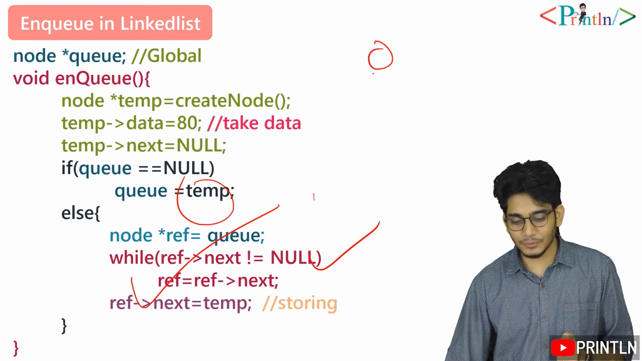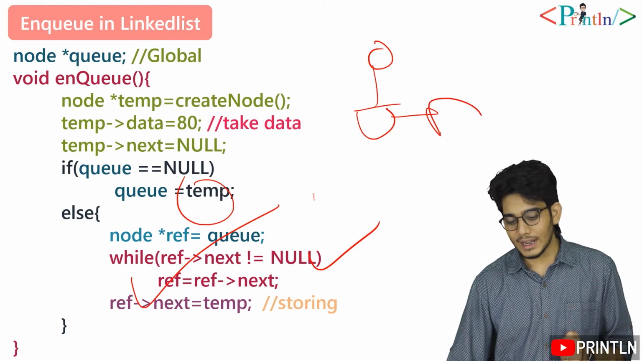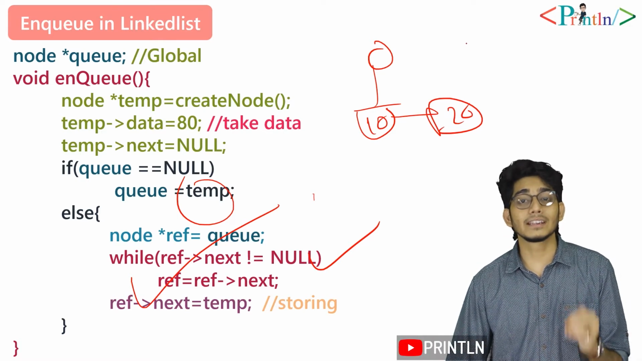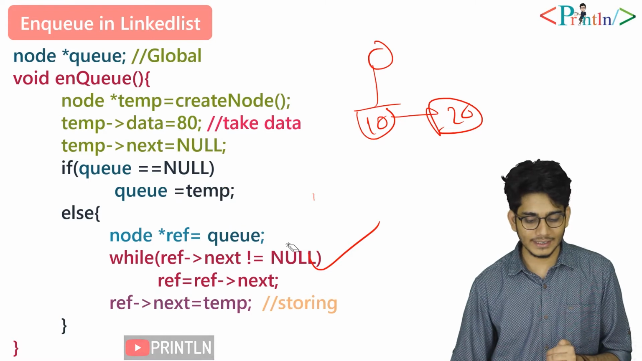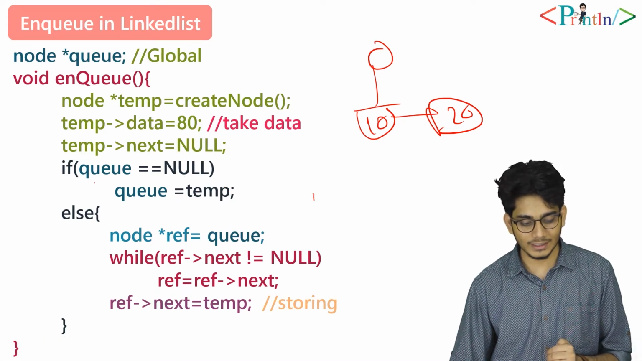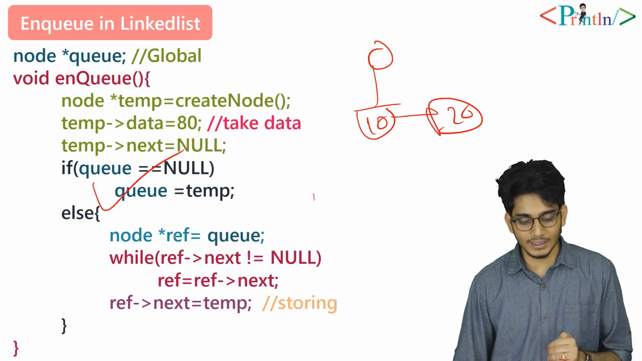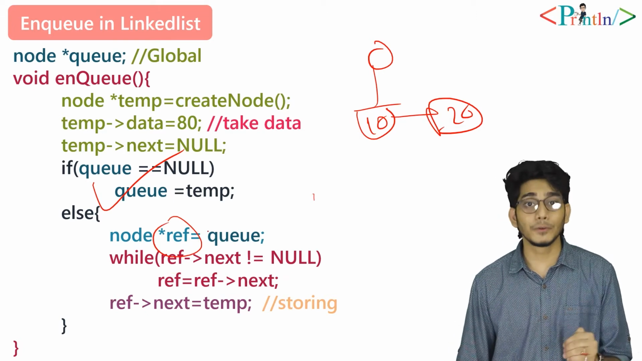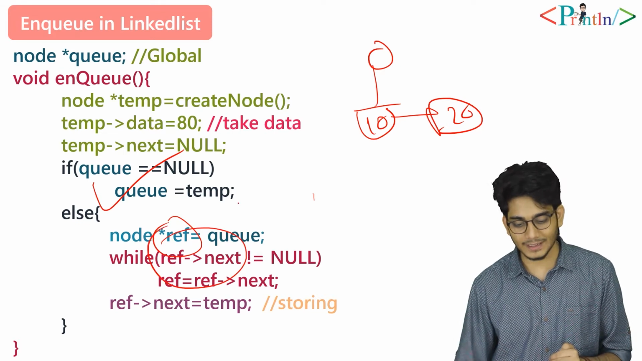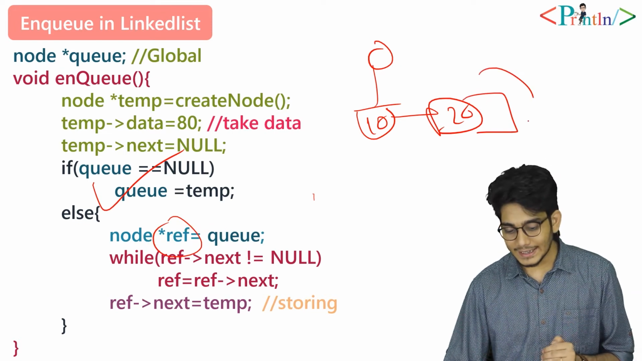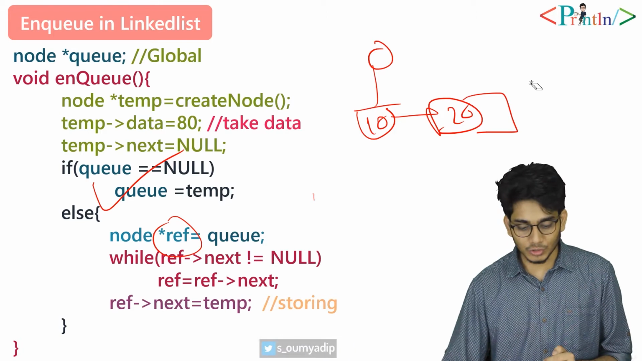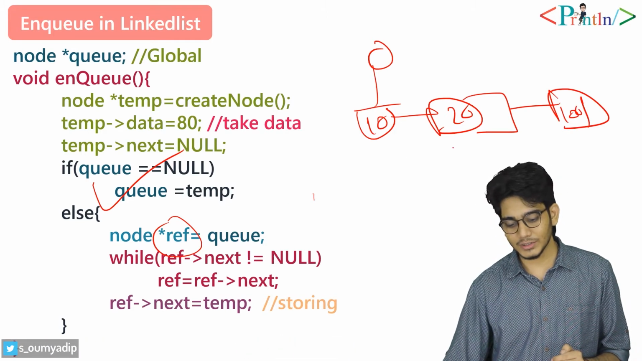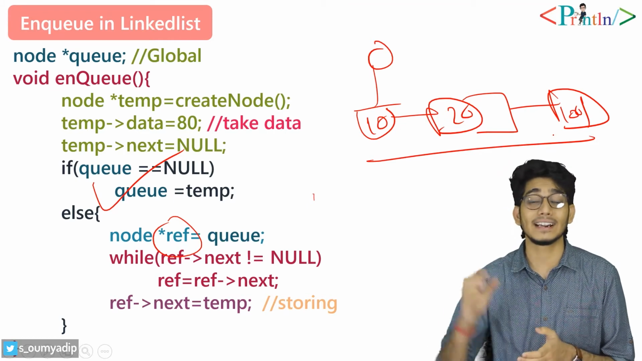So let's say that we have two data and we want to perform the enqueue operation again. What we have to do is check at first whether our queue pointer is null or not. Our queue pointer is not null, so we'll take a reference pointer, then go up to null and access the elements until ref next is not equal to null. We all know that the next address of the last node will be null, so we'll just add the newly created node here, let's say 100. So this is how we can add an element at the end of the list.